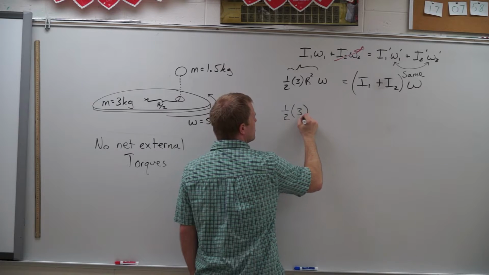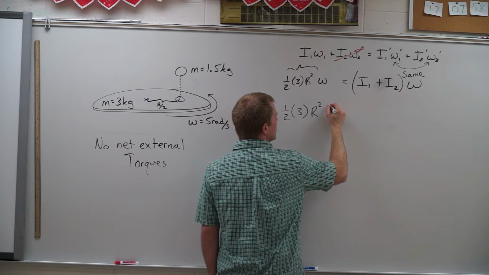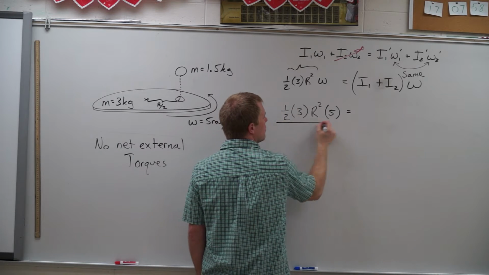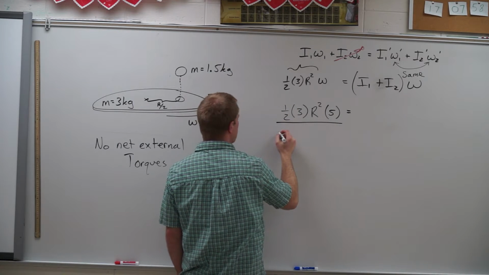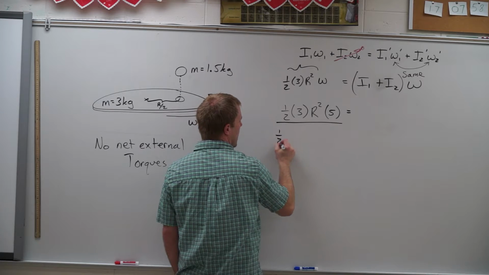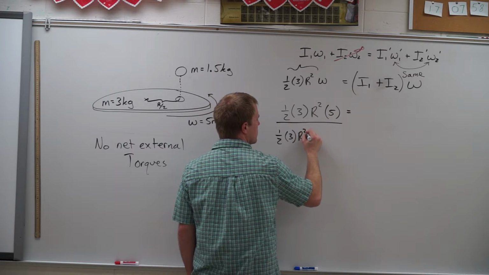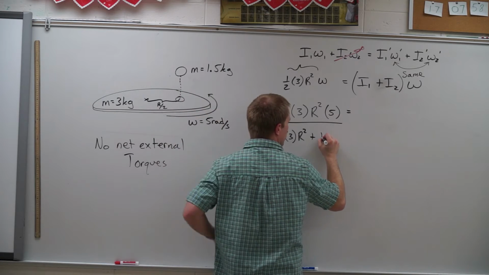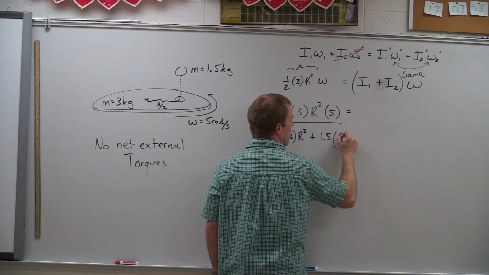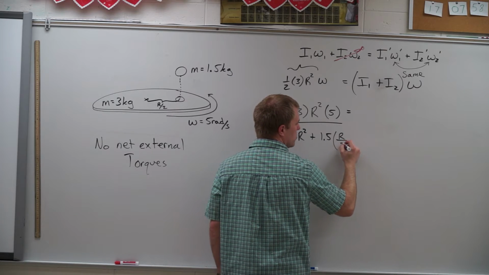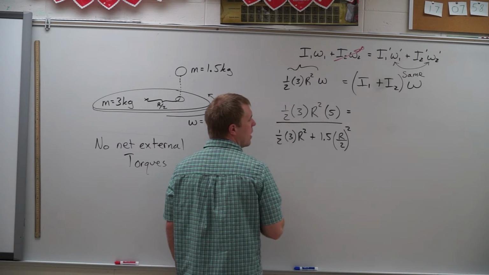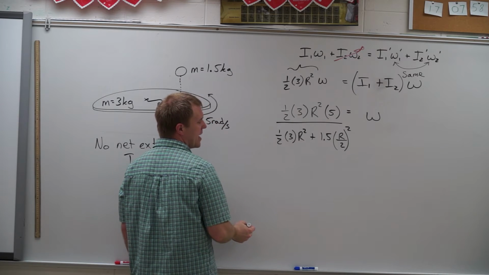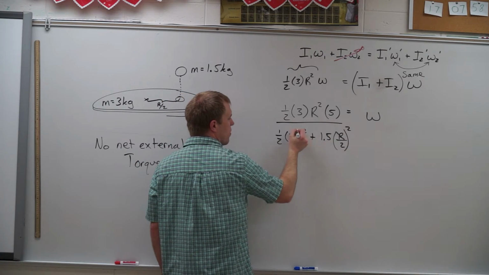So I have 1/2 times 3r squared times my omega, which was originally 5. I'm going to divide these two over, so I have I1, which is going to be 1/2 times 3r squared, plus this one, which is going to be the other mass, 1.5 times r over 2 squared. And we'll find omega this way. So some things are going to cancel for me. So my r squareds cancel.